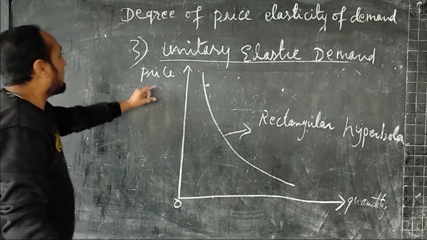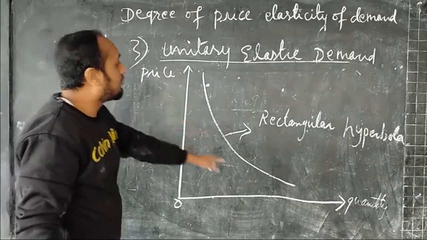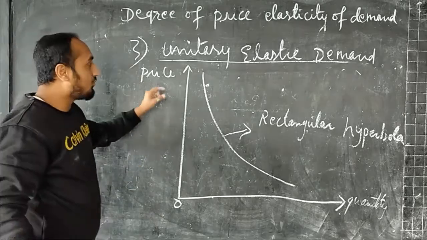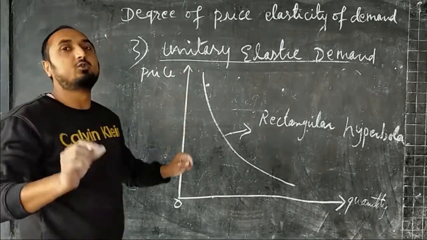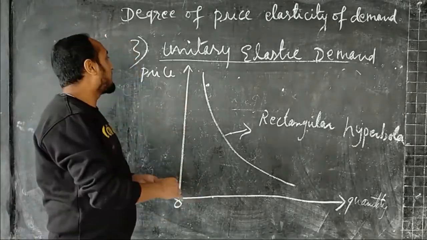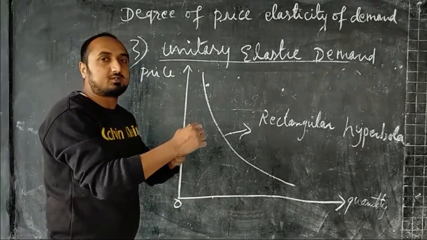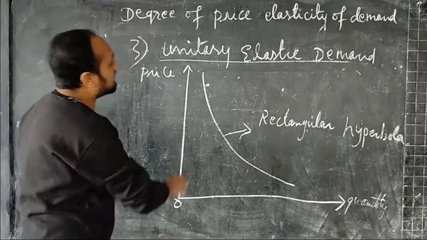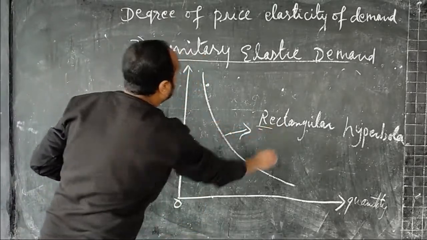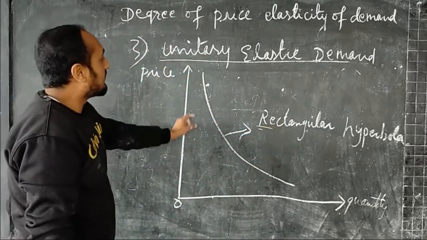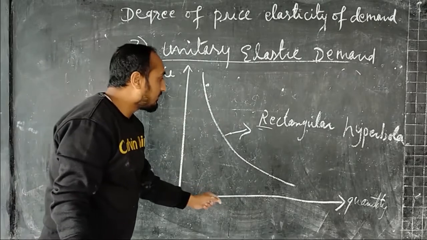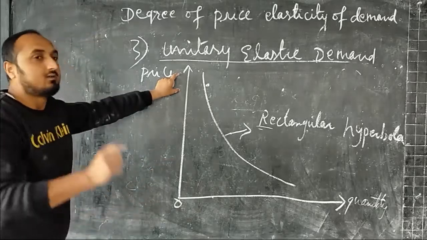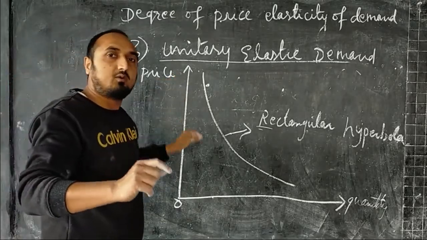Now, what is the meaning of this rectangular hyperbola? It says that the price and the quantity will extend towards its own axis in the uniform way. Means if the price is changing by 10%, the quantity demand will also change by 10%. So that will be represented by this rectangular hyperbola curve. So here the quantity demand and the price will move in its own axis in the same or uniform way.